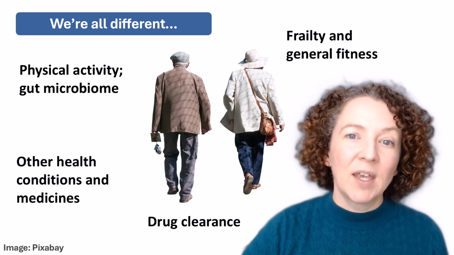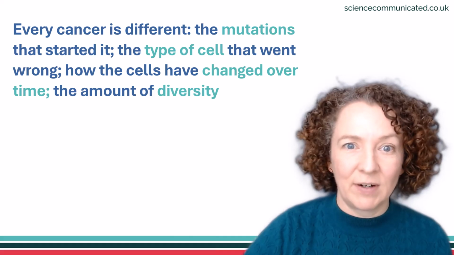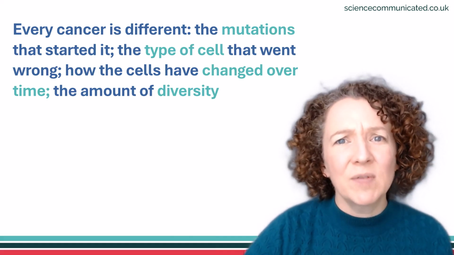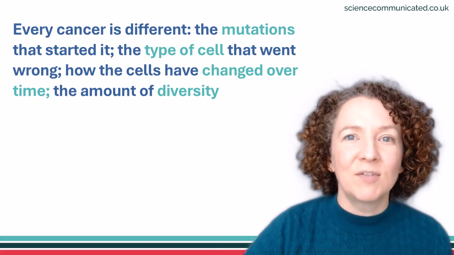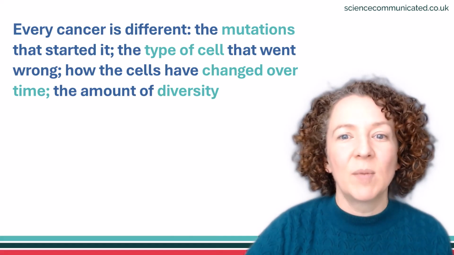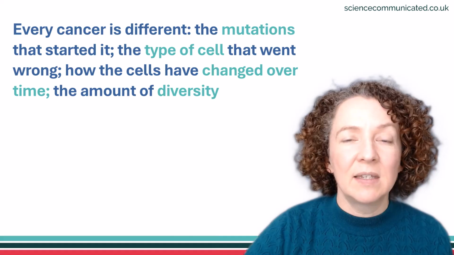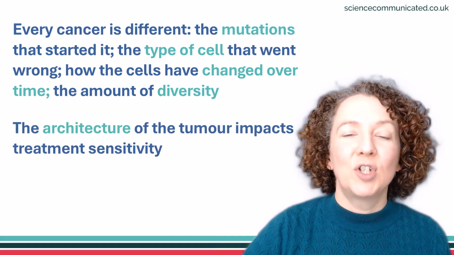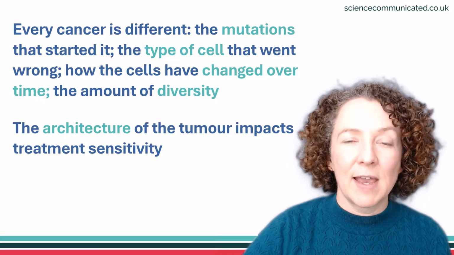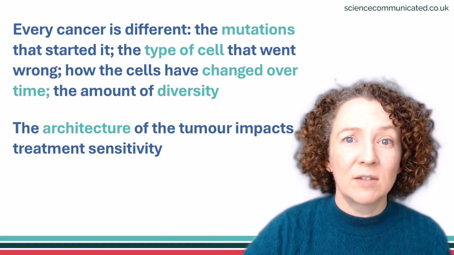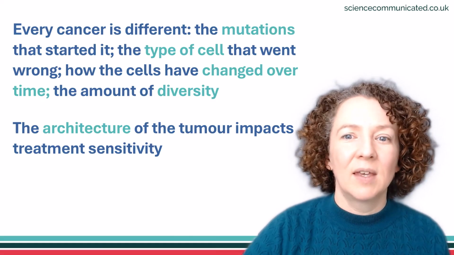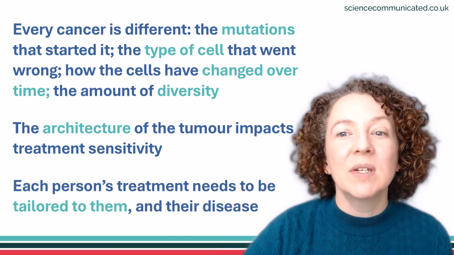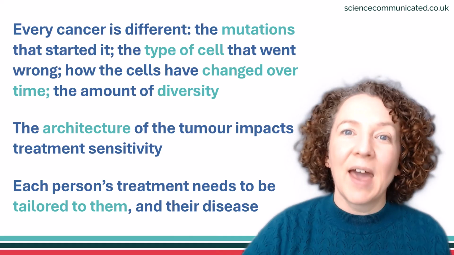To recap, every person's cancer is different. The mutations that started it, the order in which they occurred, the type of cell that went wrong, how the cells have changed and diversified over time, and the amount of diversity that exists between the cells in that person's body. The architecture of the tumour also impacts treatment's effectiveness. Are there lots of blood vessels? What white blood cells are there? Each person's cancer is unique to them, and their treatment needs to be tailored towards them and their disease.